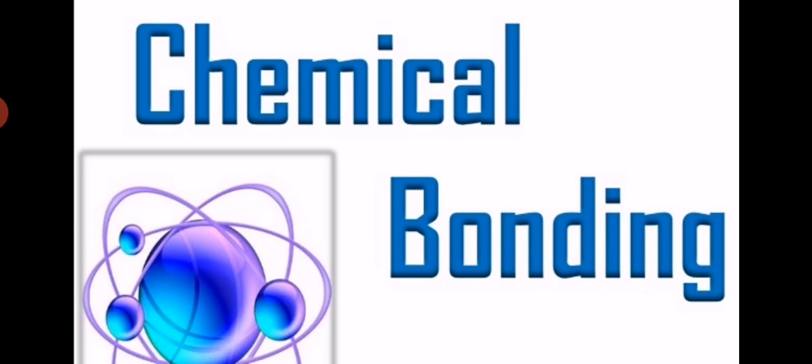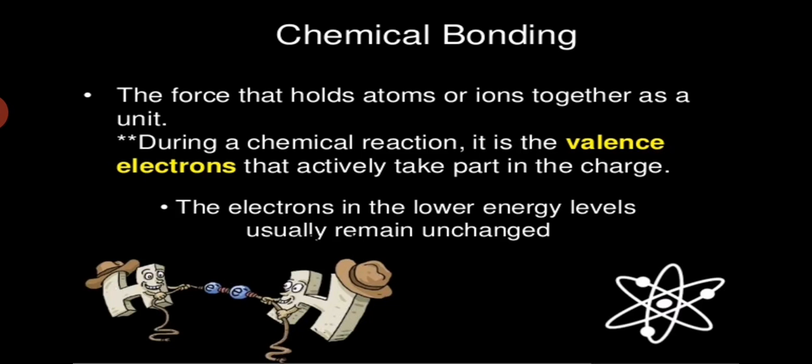So as we discussed in our Zoom class, chemical bonding means it is a force that holds atoms or ions together as a unit. Means in a chemical bond we have two ions, one positive and the other negative, bonded by a force. That force is nothing but electrostatic force.